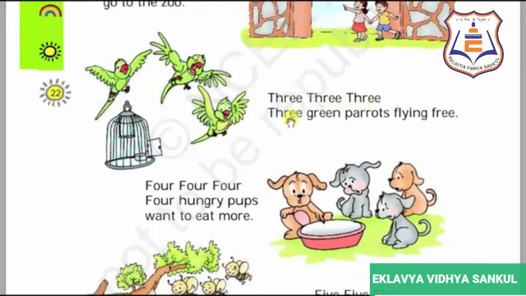Three, three, three, three green parrots flying free. So there are 1, 2, 3 parrots. So there are 3 parrots who are flying free.